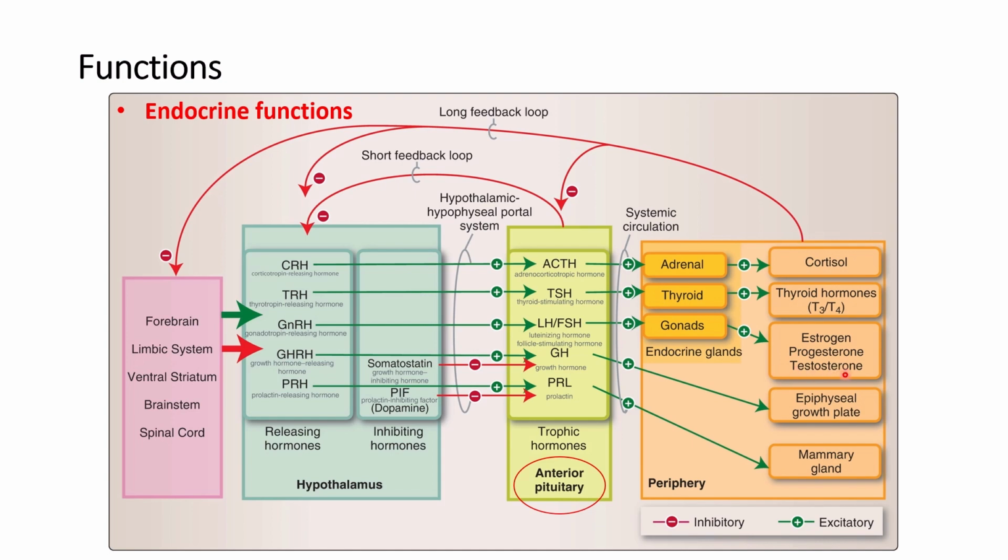So testosterone is important for secondary sexual characteristics and also spermatogenesis. Estrogen is important for menstruation and also secondary sexual characteristics, and progesterone is important for maintenance of pregnancy. Inhibin is also important for formation of sperm in male and ovum in female.